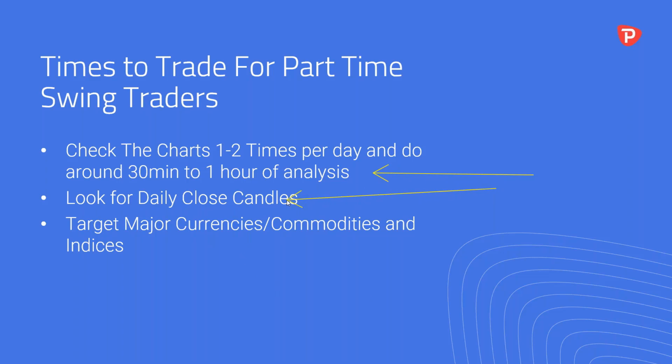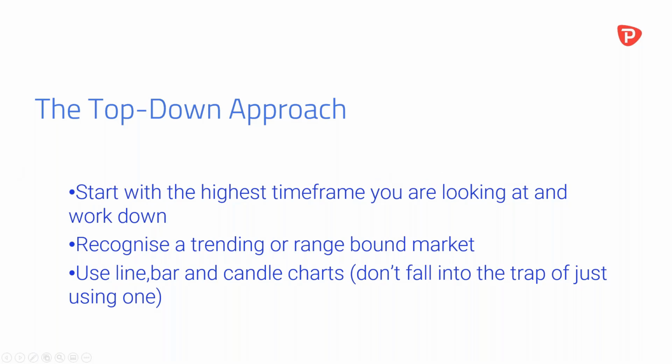We want to look for daily candle closes to give us criteria. We'll see that very, very soon. And we want to target the major currencies, indices, and commodities. So how do we do this? How do we go with our first strategy for swing trading?